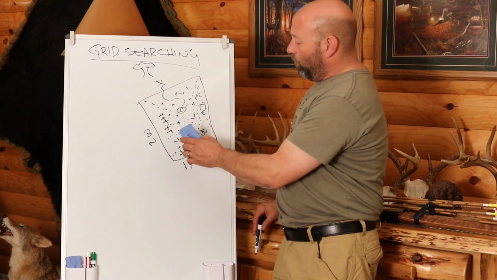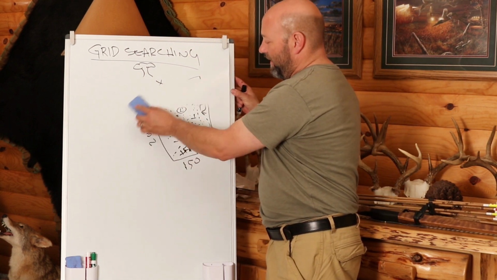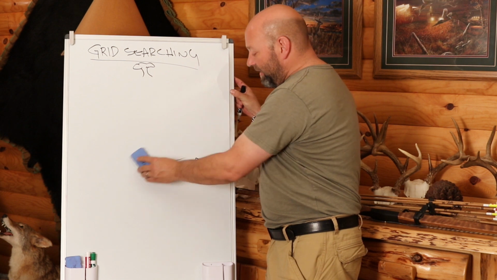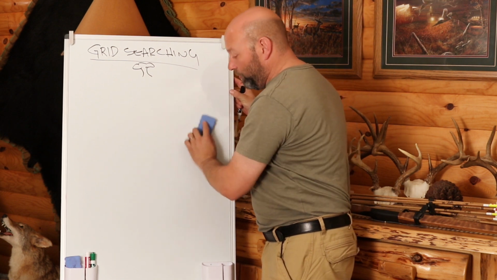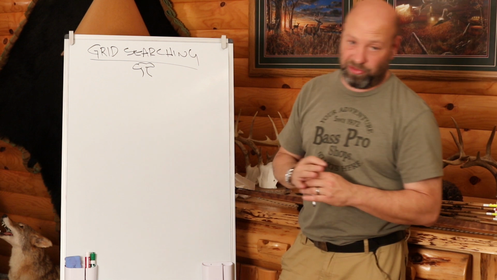So what most people do is bad. That sucks. That is not grid searching, but that's what most people do. That's all they know how to do. So how do you grid search?